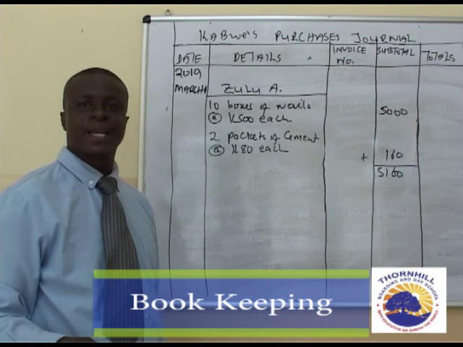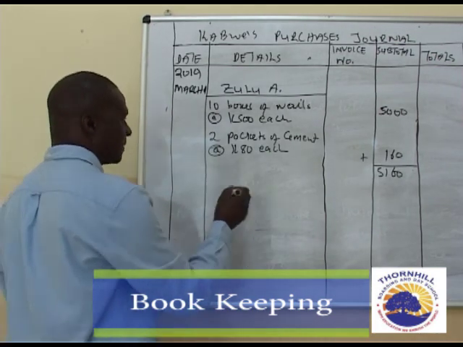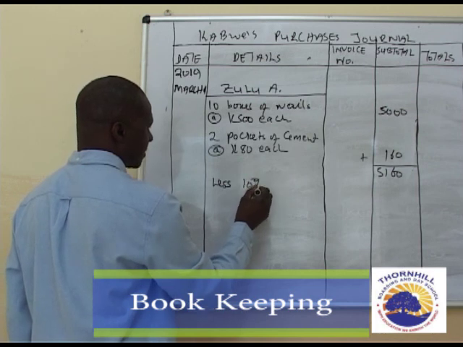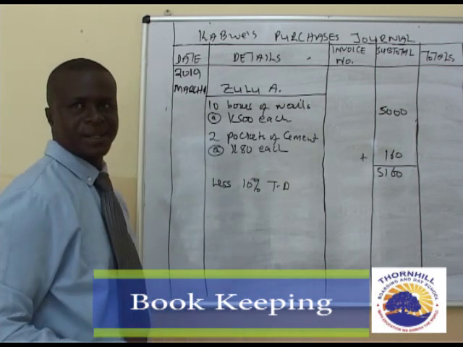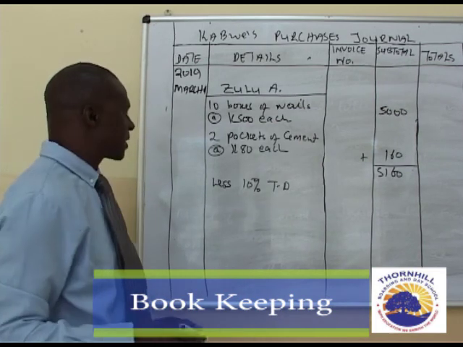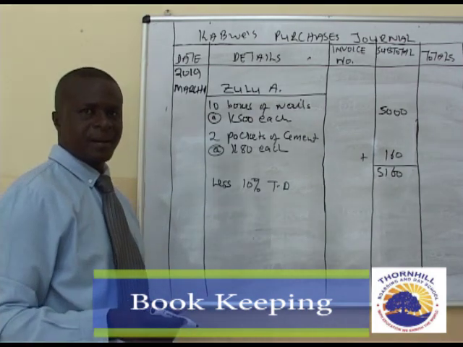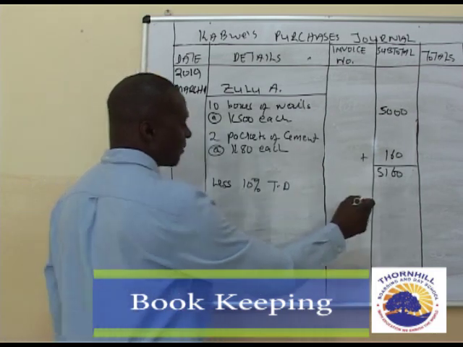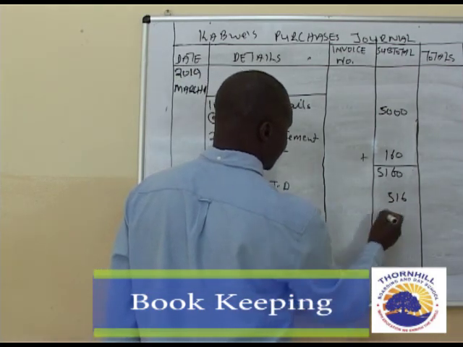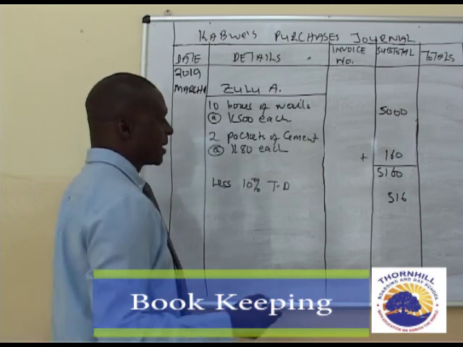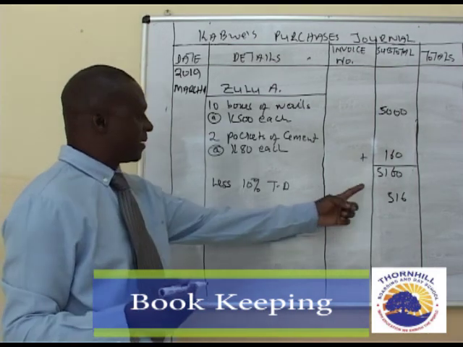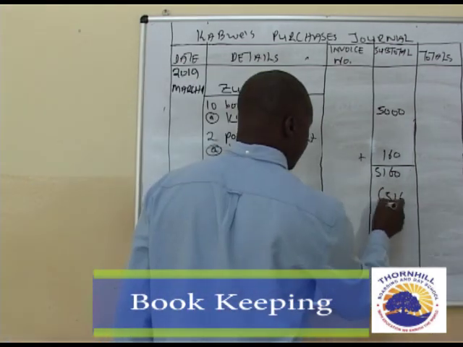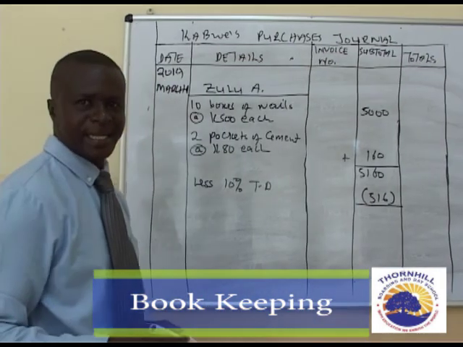5,160. And all of these were subjected to 10% trade discount. So in the next line, you say less 10% trade discount. TD here means trade discount. We get 10% of that total, use a calculator. 10% of that will give us 516. That's the trade discount. Now we need to remove the trade discount because we cannot pay 5,160 kwacha now. The price was reduced by 10%. So let's reduce it. When you put in brackets, it means you are subtracting or deducting.